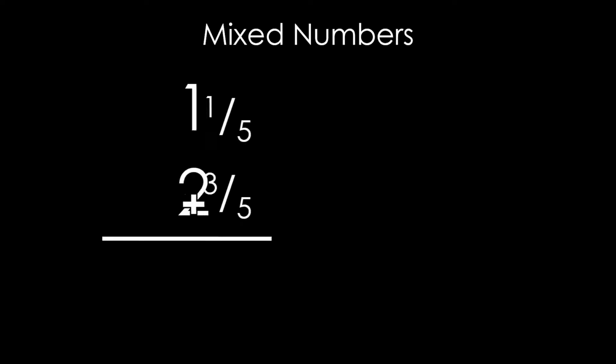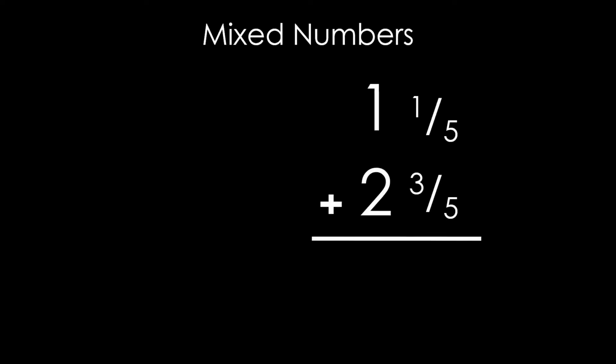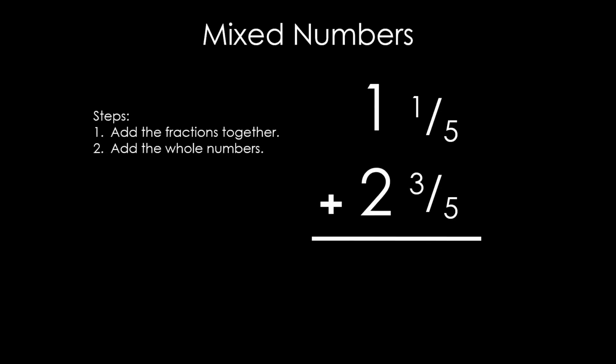So, eto yon. Let's say, for example, we have 1 and 1/5 plus 2 and 3/5. So, the steps that we need to follow is we will add the fractions together. So, add muna natin yung fractions. Ang fractions natin ay 1/5 and 3/5.